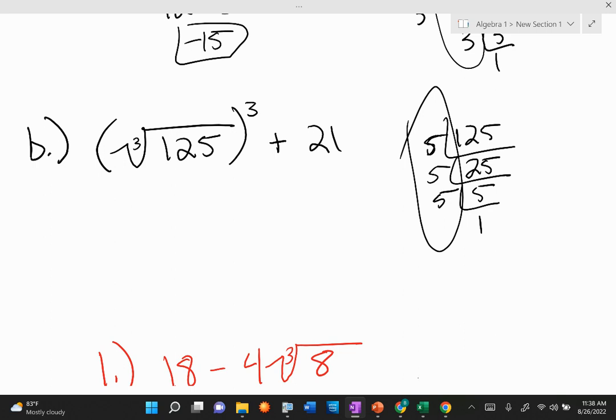Okay. We're taking the cube root of 125. Then we are cubing it. Those are inverses of each other. So without even having to factor, these will just cancel out and give me 125.